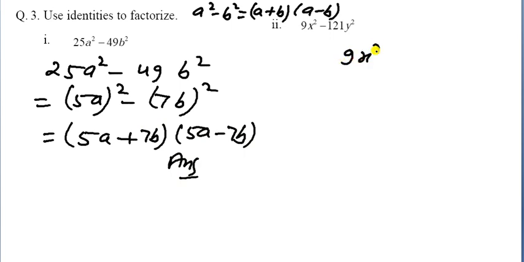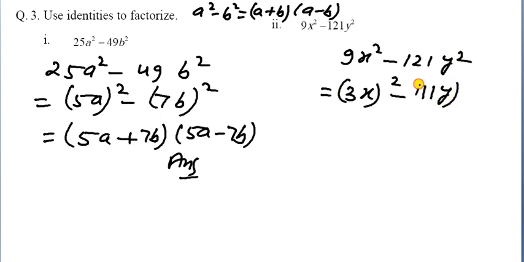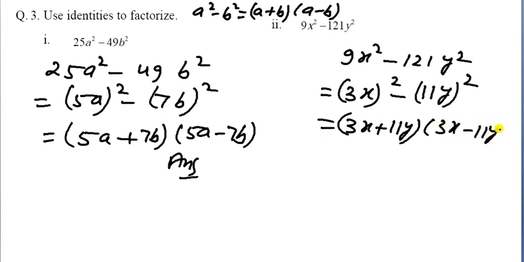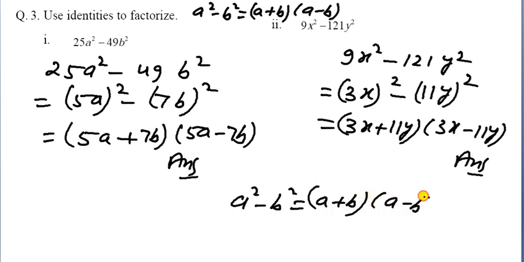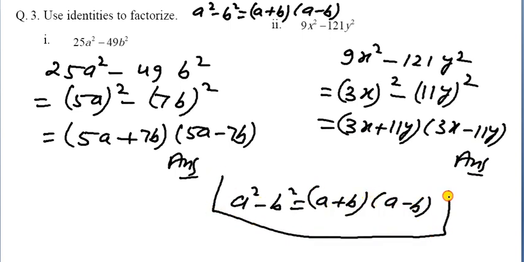The question is 9x square minus 121y square. Let us see this identity. It is (3x) whole square and minus (11y) whole square, because 11 twos are 121. So one time we add here 3x plus 11y and one time we subtract here. So it is 3x minus 11y and that one is the answer. Always remember the identity is given as a square minus b square, that is (a plus b) and (a minus b). This identity is used in this question.